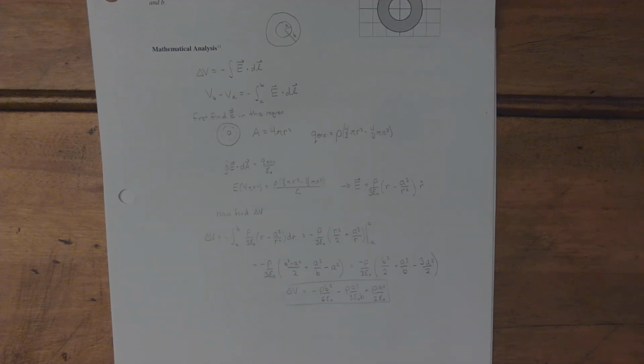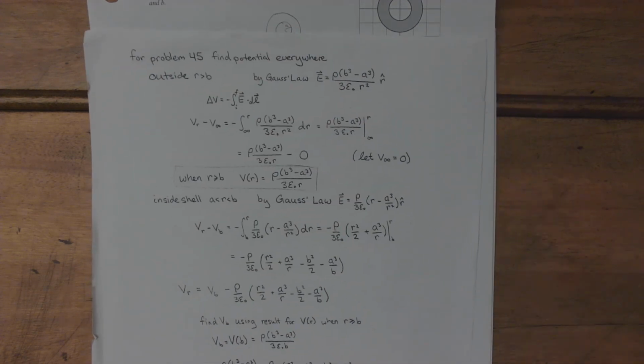But what I really want to look at in this problem is not just how you would find the change in potential between A and B, but how you would find the potential everywhere. So for problem 45, we're going to find the potential everywhere. This handout that I'm showing you now is in the potential folder in my course folder for Physics 261. You don't have to copy it all down because you can find it there.